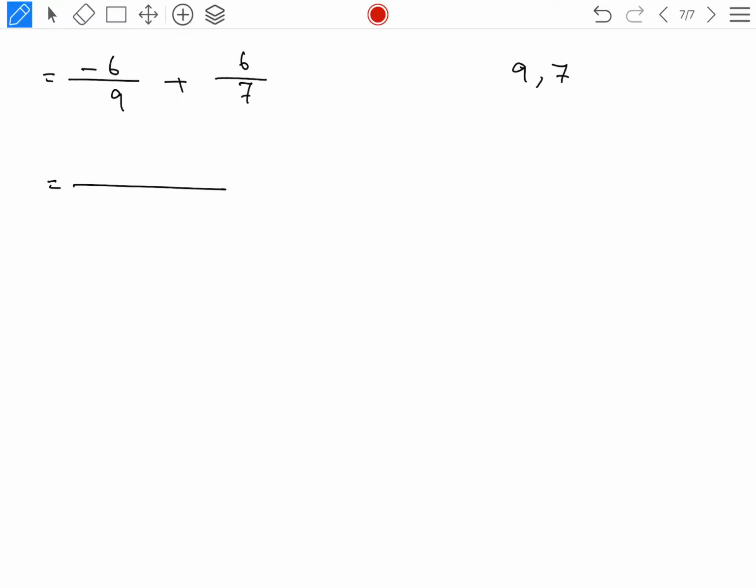Next step, take the LCM of 9 and 7. Since these are not divisible by any other number other than themselves and 1, their LCM will be 63 because 9 7s are 63, yes or no?